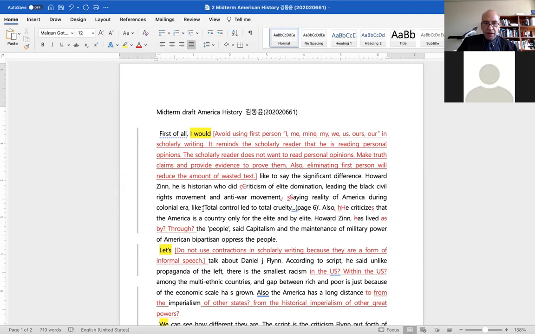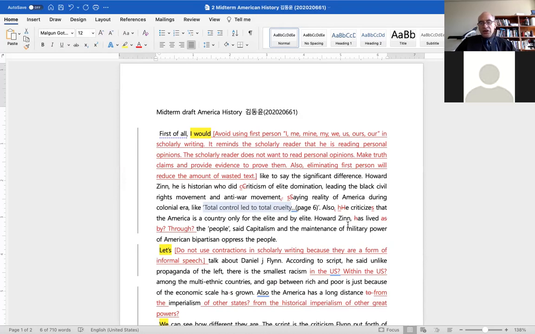Okay, I think I did check on that. I think I did find that. Also, he criticizes that America is a country only for the elite and by elite. Howard Zinn lived by or through the people. Howard Zinn, as lived by the people, said capitalism.